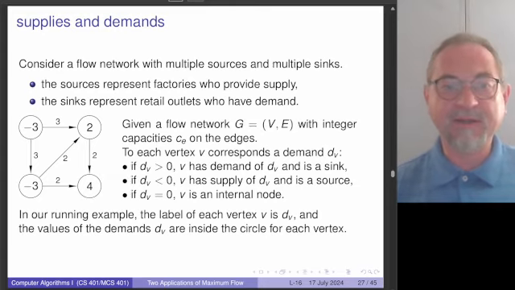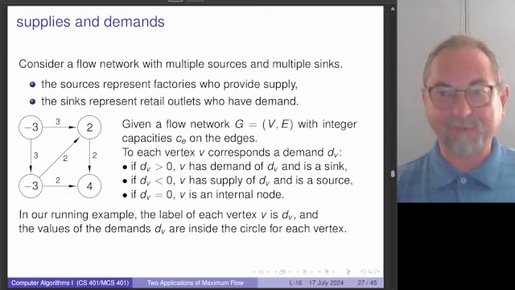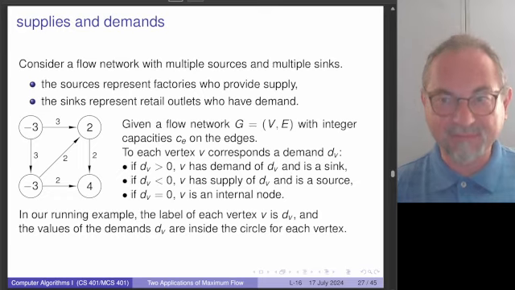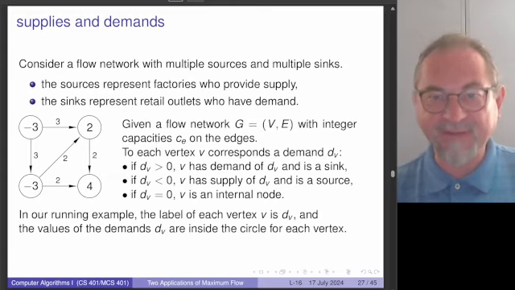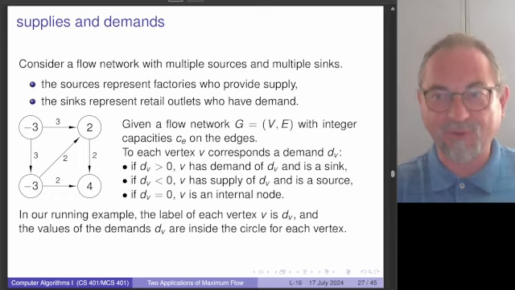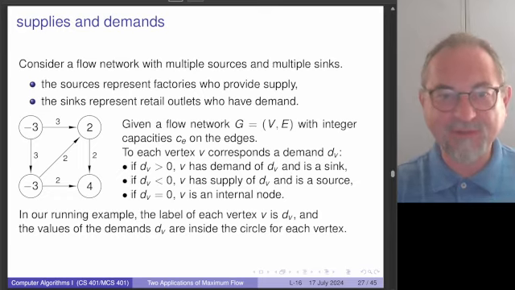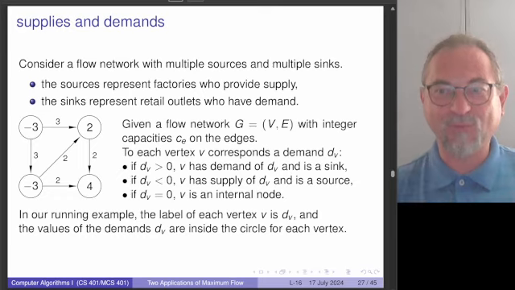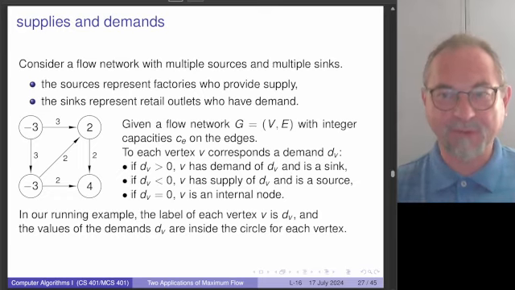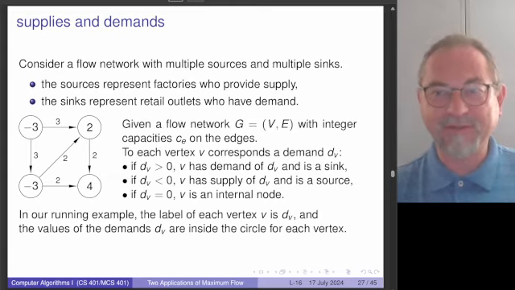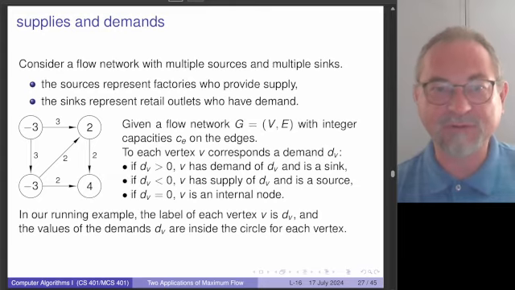If there is a demand that is positive, then that vertex serves as a sink. If the demand is negative, then the vertex has supply. Since we know negative numbers, we only need to work with one word, demand, but we interpret negative demand as a supply. We did something similar before when we were considering profit as a negative cost.